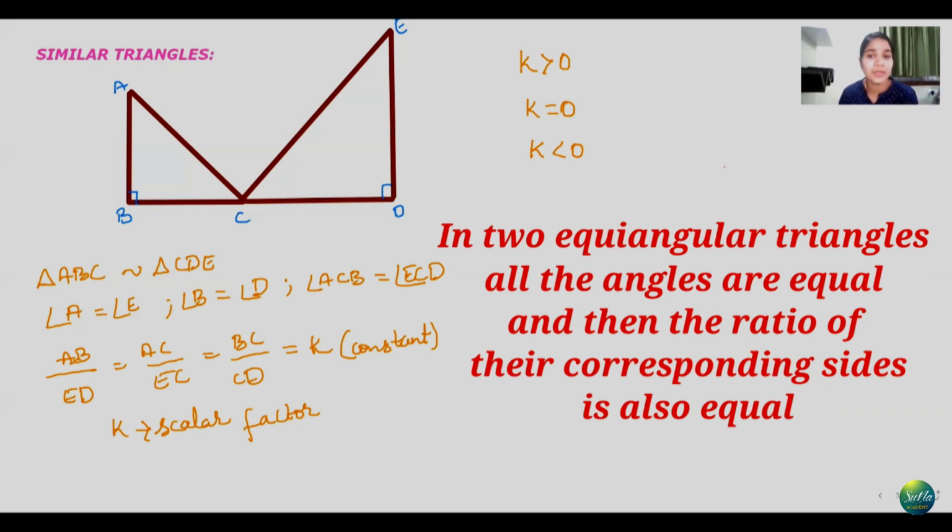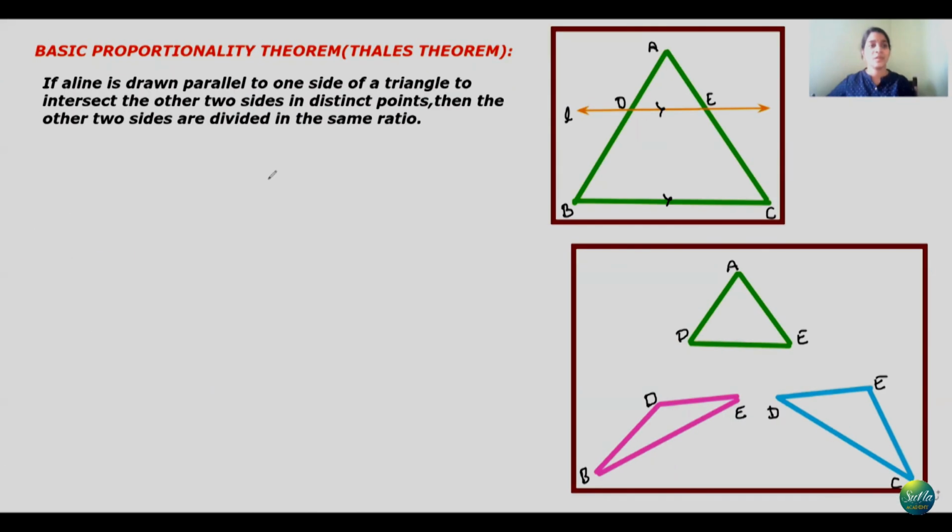Now how can we prove this? How can we say that if two triangles are equiangular, with corresponding angles equal, their sides are in proportion? We have a theorem called the basic proportionality theorem. It states that if a line L is drawn parallel to one side of a triangle, and this line intersects the other two sides in two distinct points, say D and E, then the other two sides are divided in equal ratios. That is, we are required to prove that AD by DB is equal to AE by EC.